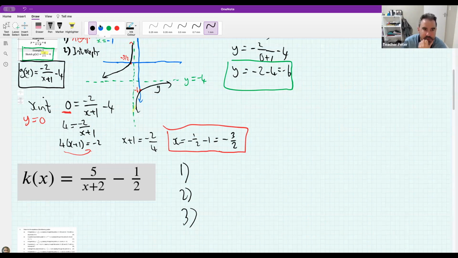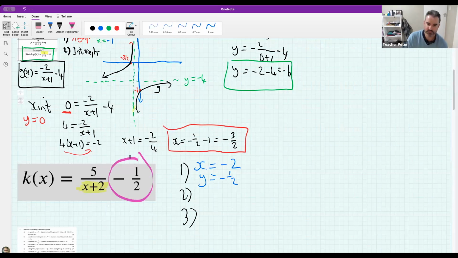Okay. What are the asymptotes going to be? X is -2 and y is -1/2. So we say what value will force division by 0 here? And then for this one, we just go and look, what is this value at the end? Now we have to find the x and y intercepts, which are a bit harder. So I'll give you time.